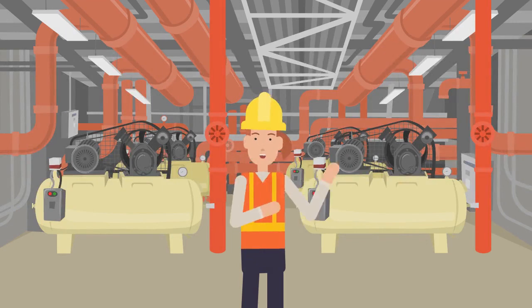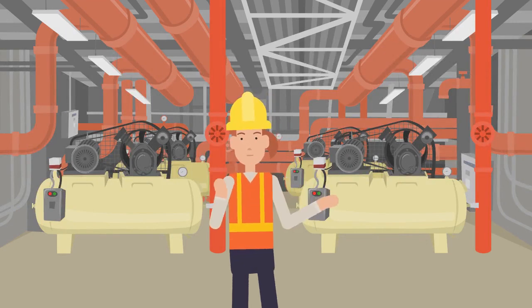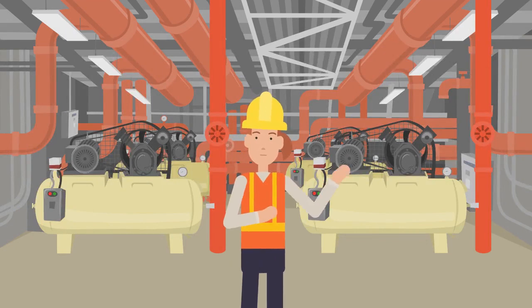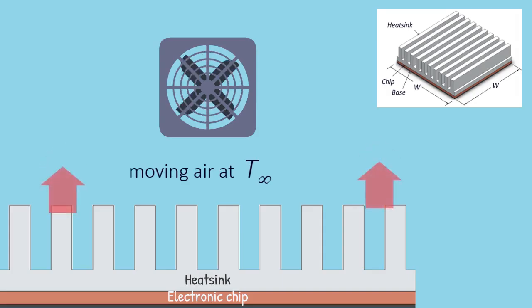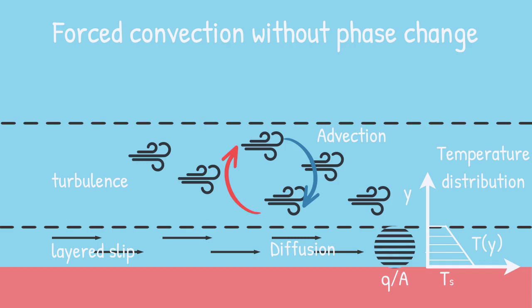In industrial applications, the circulation of the fluid is carried out by pumps, compressors, blowers or fans. For instance, a fan can improve an electronic chip cooling by increasing the air velocity on the heatsink surfaces. Forced convection is a very complex mechanism since it combines kinetic molecular diffusion or conduction within the fluid, with the transfer of energy due to the mixing of the fluid layers at different temperatures or advection.